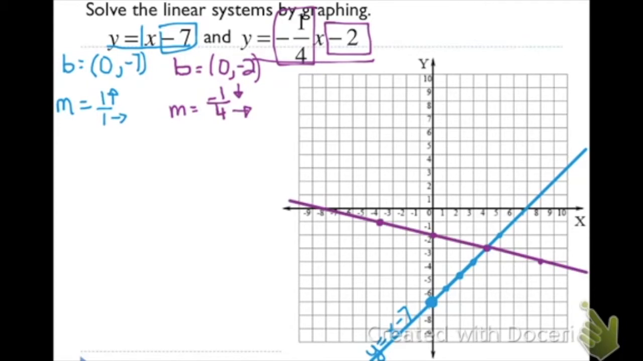Now if you look back, after I graphed both of these equations, I am going to identify where they cross. And it's pretty clear that they cross right there at the point (4, -3). So now I have to check using algebra to see if that point (4, -3) actually is a solution to this system. So I'm going to use my first equation and I'm going to replace the y and the x with -3 and 4.